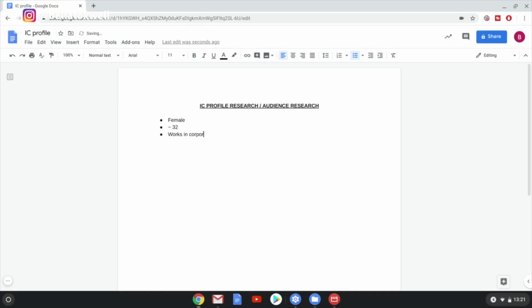Now add in there the information you already know. You may already know the gender of your IC, you may already know their income status, you might know a bit about their job, you might know a little bit about their lifestyle, you might know where they live, you might know whether they have a family. Any of those stats or facts that you have, add them into your document. So this is a great starting point.